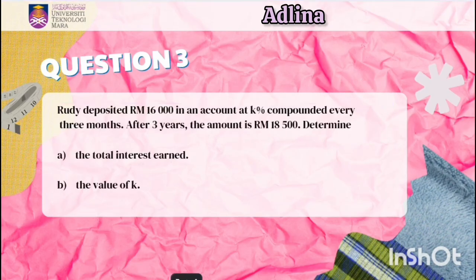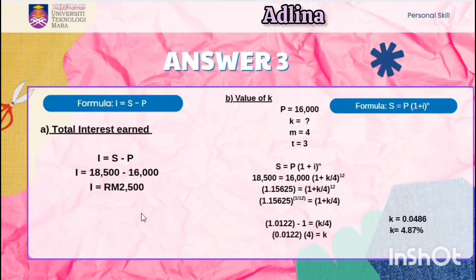Determine the total interest earned. To find total interest, you have to use the formula I equals to S minus P. S we know is the amount of 18,500 ringgit minus the principal of 16,000 ringgit. Then the interest will be 2,500 ringgit.